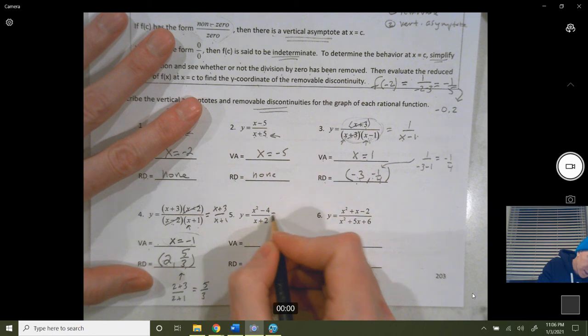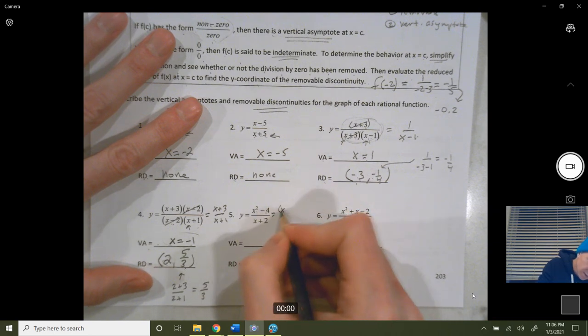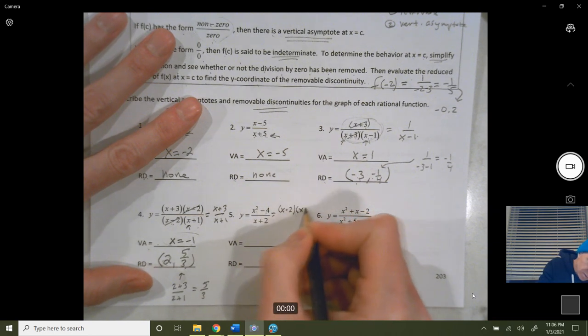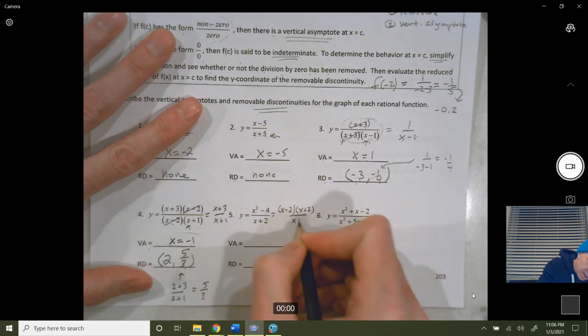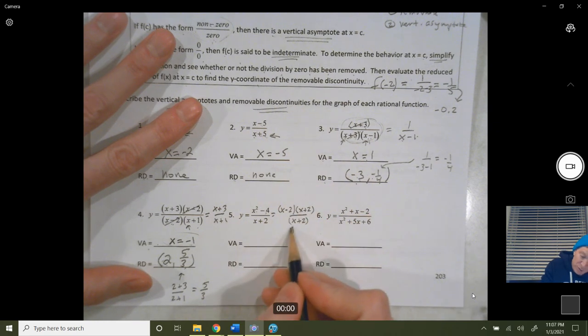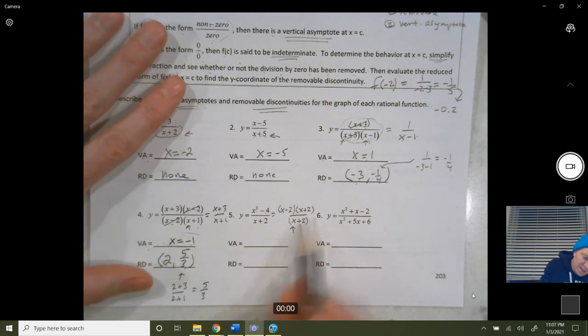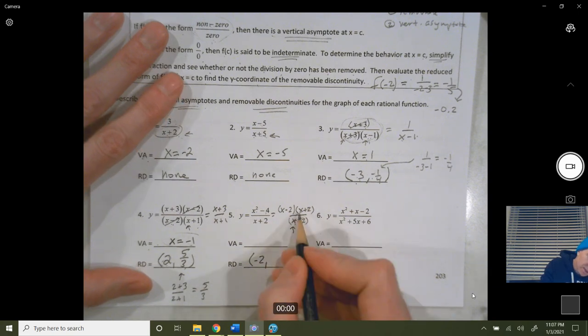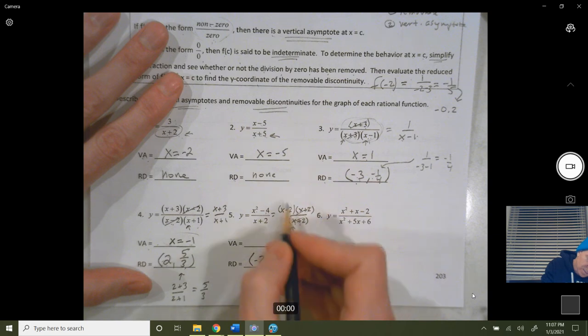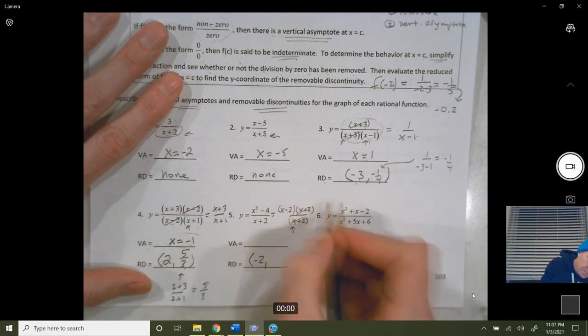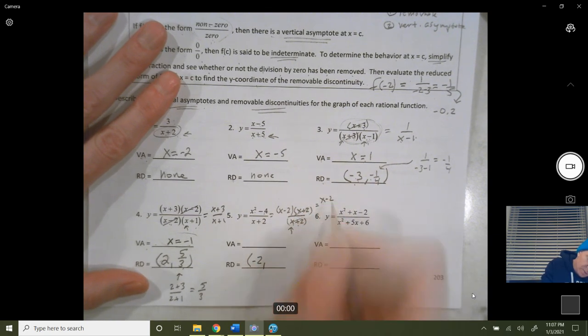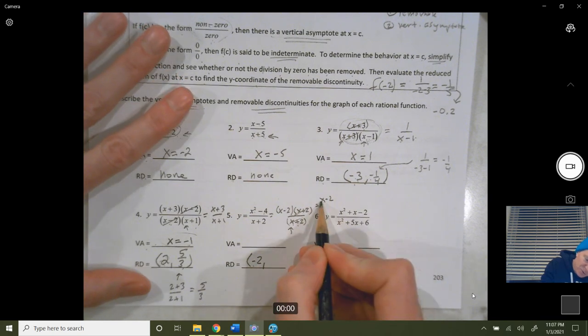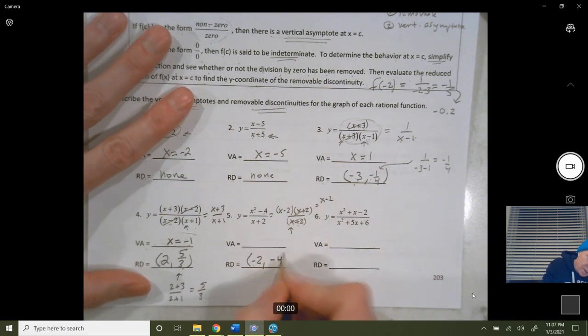Okay? We're going to simplify. We're going to factor: x minus 2, x plus 2, and x plus 2 on the bottom. There's only one value that makes the denominator 0. This factor cancels, so it's going to be a removable discontinuity at -2. Once we cancel these, this thing simplifies to x minus 2. So we plug in -2 for x: -2 minus 2 is -4. A vertical asymptote, there were none.